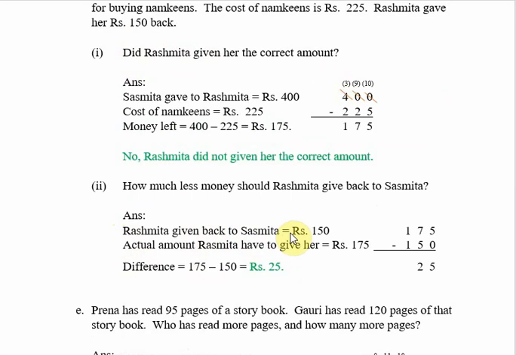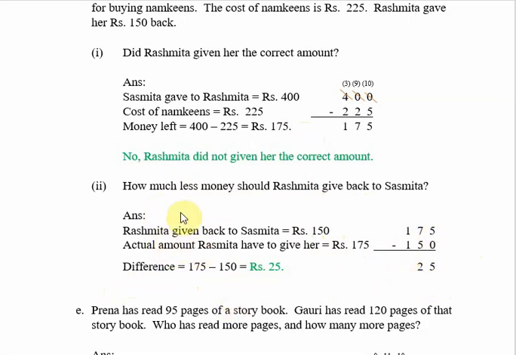Now, the actual amount Rashmita has to give her, how much amount does she have to give her? She has to give her rupees 175. So how much less money should Rashmita give back to Sasmita? For that we have to find the difference of rupees 175 and rupees 150. So do the subtraction here: 175 minus 150. What is the answer? You will get the answer rupees 25.